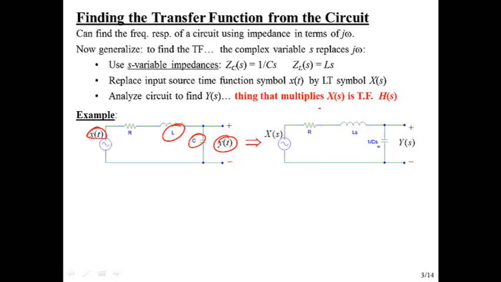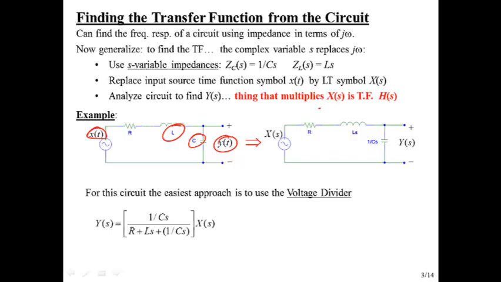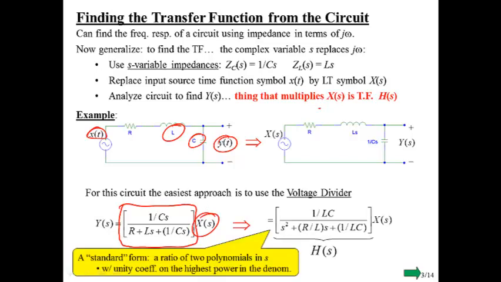And so now, even though we're still showing the schematic symbols for inductor and capacitor, what we really have is effectively like a DC circuit. We can think of it as a DC circuit with complex valued variables or elements. So now we just analyze it as if it's a bunch of weird resistors, and in this case a voltage divider gets us to the output in short order, and we discover that there is this thing that multiplies X of s, and that is the transfer function.